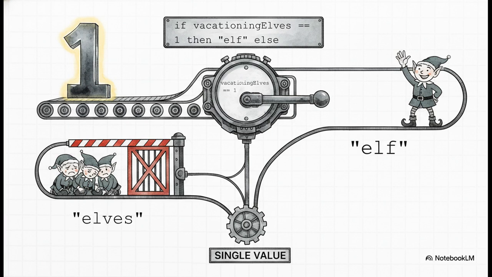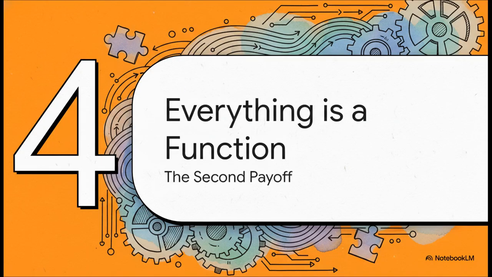Now, this is a big one. Even conditional logic like an if block is an expression. See, this code isn't a statement that does something. It's an expression that evaluates to a single value. It's either going to become the string elf or the string elfs. This is a core difference from languages like JavaScript, and it makes the flow of data through your app incredibly predictable and easy to follow. All right, so that's expressions.